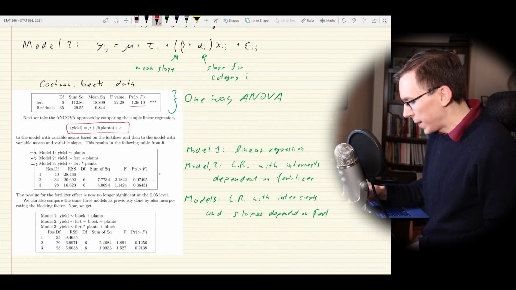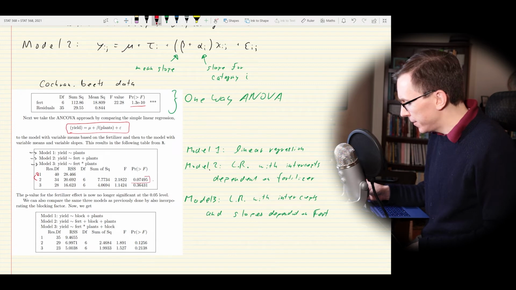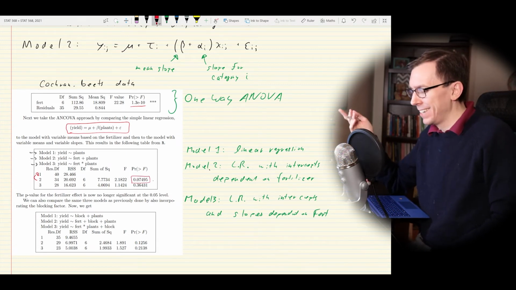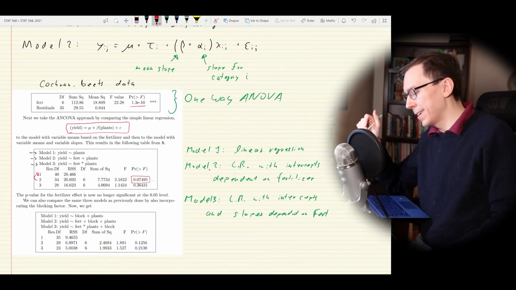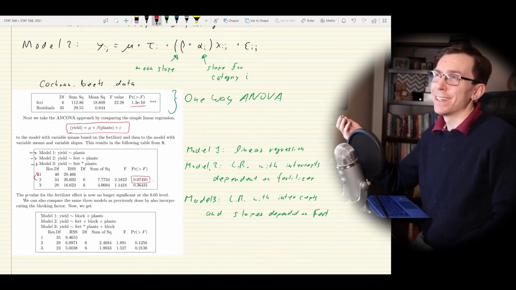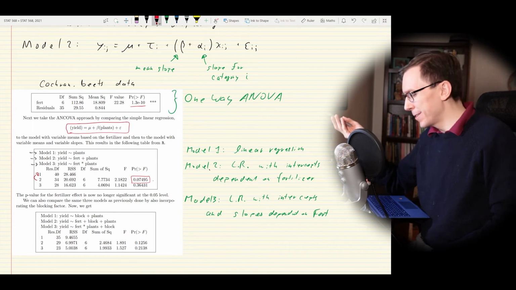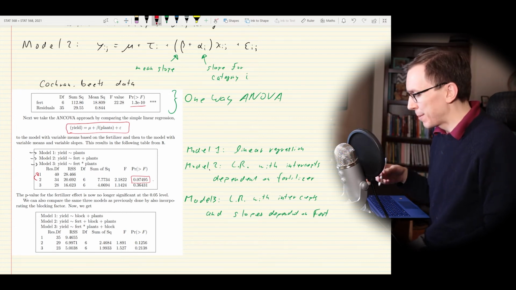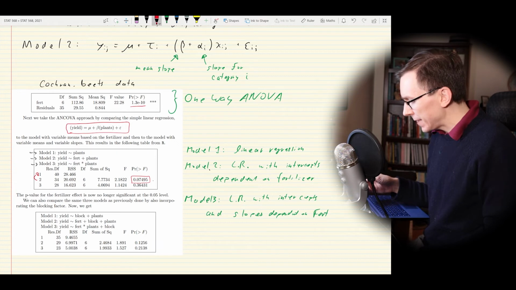When I compare model 2 to model 1, I get a p-value that's about 7.5%, so not that significant. Maybe there's something going on there, but it's not quite significant. Whenever I see a p-value like that, it makes me think we might want to do some more experiments to see if there's actually something going on with the fertilizer affecting the yield, because you kind of imagine that the fertilizer would have some effect, even when accounting for the plants.